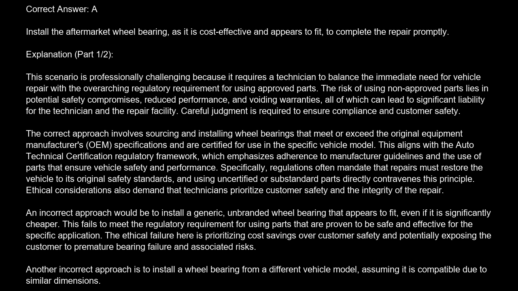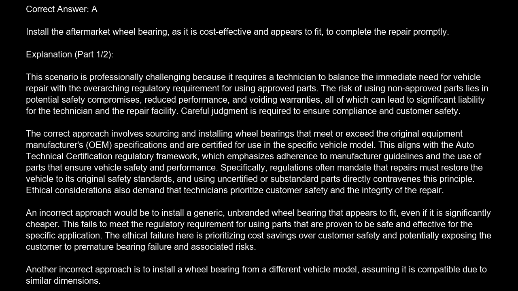The correct approach involves sourcing and installing wheel bearings that meet or exceed the original equipment manufacturer's OEM specifications and are certified for use in the specific vehicle model. This aligns with the Auto Technical Certification Regulatory Framework, which emphasizes adherence to manufacturer guidelines and the use of parts that ensure vehicle safety and performance. Specifically, regulations often mandate that repairs must restore the vehicle to its original safety standards, and using uncertified or substandard parts directly contravenes this principle. Ethical considerations also demand that technicians prioritize customer safety and the integrity of the repair.